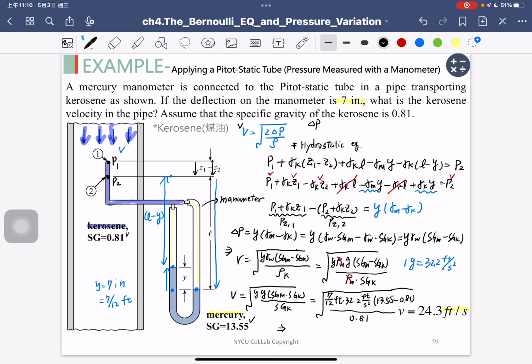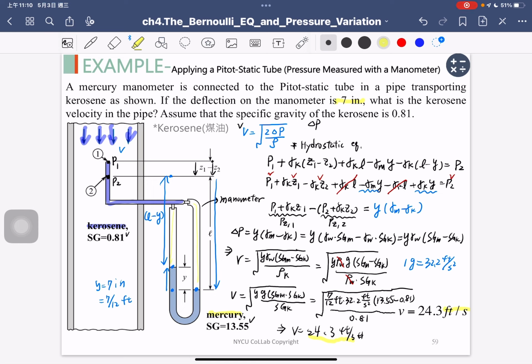Okay, so you can double-check that the final answer should be equal to 24.3 ft per second. I don't have the time to check at my site, but you can put all the numbers inside the equation and use your calculator to double-check the answer. Okay, so that's a very good exercise.